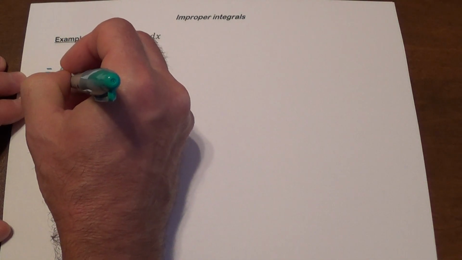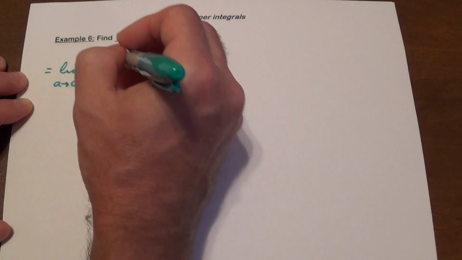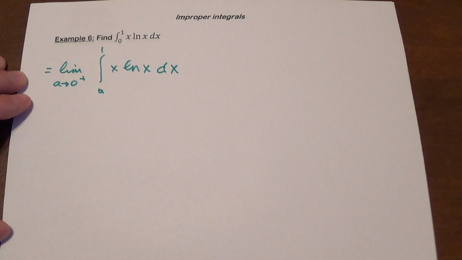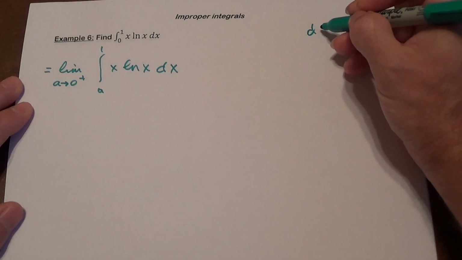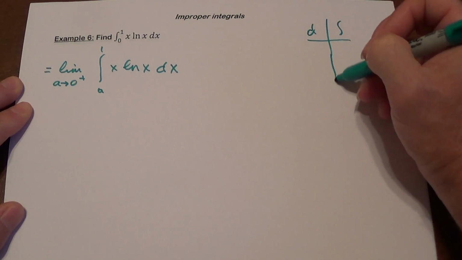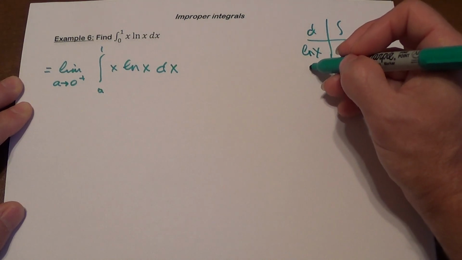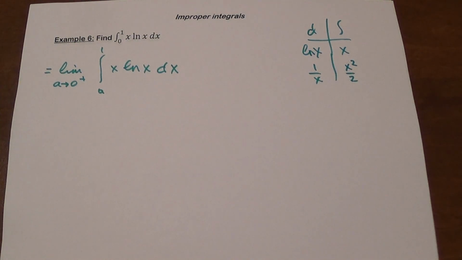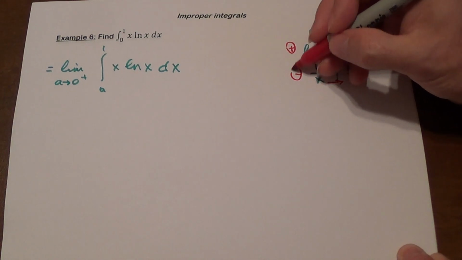It's the limit as a approaches 0 from the right of the integral from a to 1 of x ln x dx. What we do here is use the tabular method just to make things easier. So ln x goes here, x goes here. Differentiate this, that's 1 over x; integrate this, it's x squared over 2. We do not get 0, but that's going to work for us this way. So we're going to go this way, and this is going to be plus, and this is going to be minus, right?